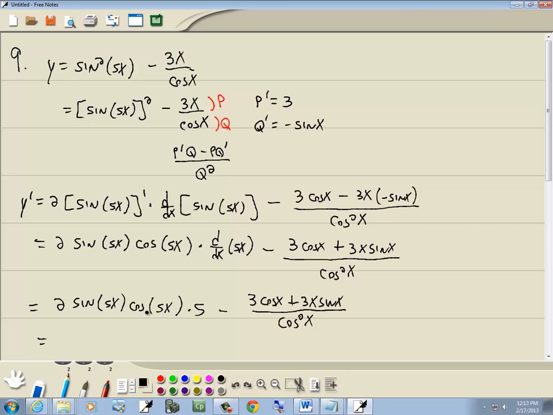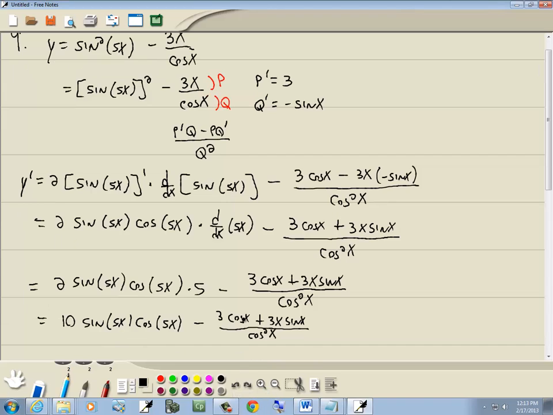And last thing I'll do is 2 times 5 gives us 10. So we got 10 sine 5x times cosine 5x minus 3 cosine x plus 3x sine x over cosine squared x. And that's our derivative. Again, I didn't want you to do much simplifying here beyond, get rid of negative exponents and some very basic simplification. Be sure to read the instructions on the test.